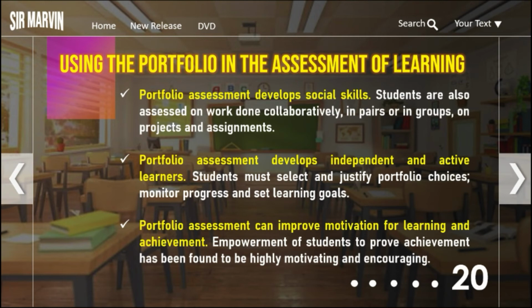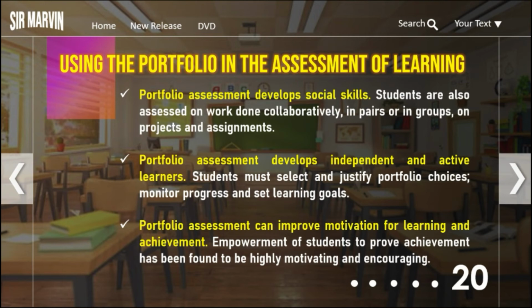Next one, portfolio assessment develops independent and active learners. Students must select and justify portfolio choices, monitor progress, and set learning goals. So, sa portfolio assessment, may freedom ang mga bata. Paulit-ulit ko na sabi na they can monitor their progress. Okay? Pwede sila mag-set ng learning goals nila. Kumbaga sa performance nila nung first grading hindi pa ganun kaayos, pwede silang mag-set ulit ng another goal, which is dapat mas malampasan nila or mahigitan na nila yung standard na sinet nila para sa sarili nila.